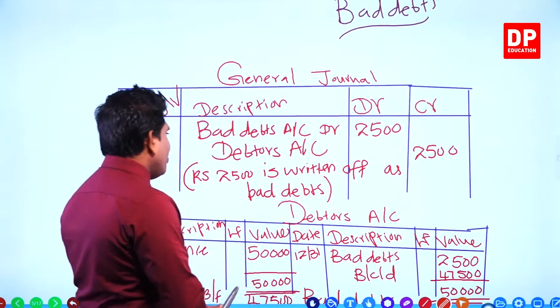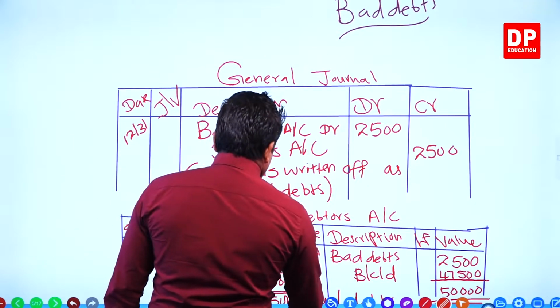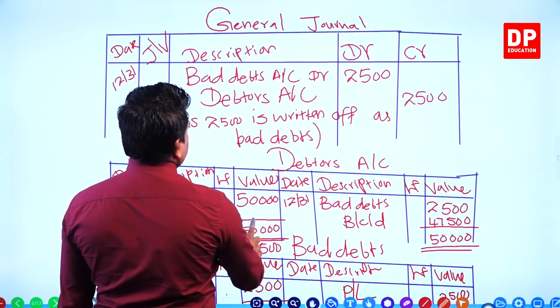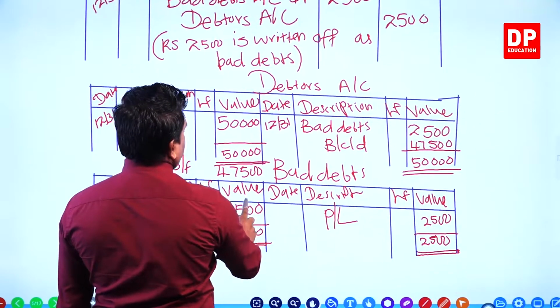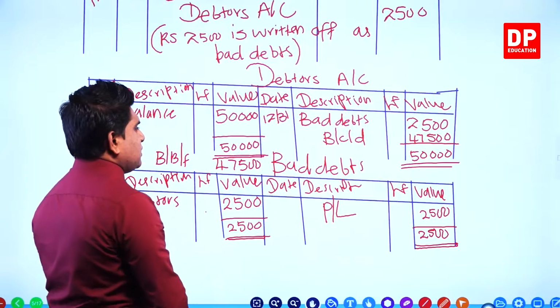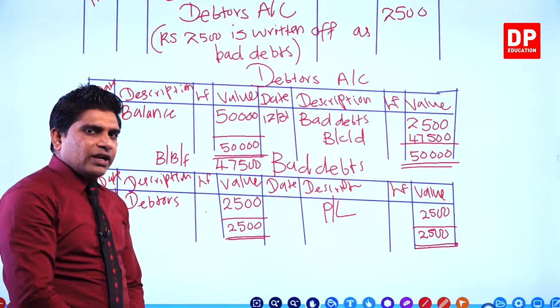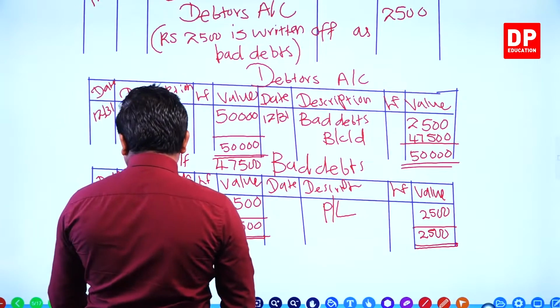Right? Now, if you want to see clearly, I can show you the general journal. This is the debtors and bad debts account. I think the time is enough to write down, right? Now, next.